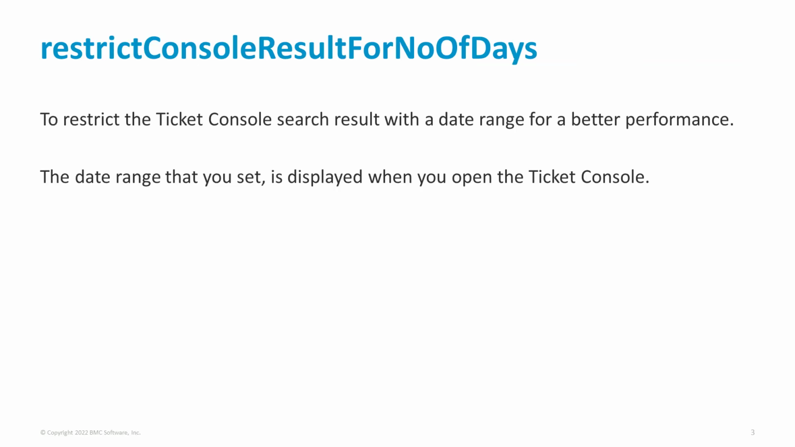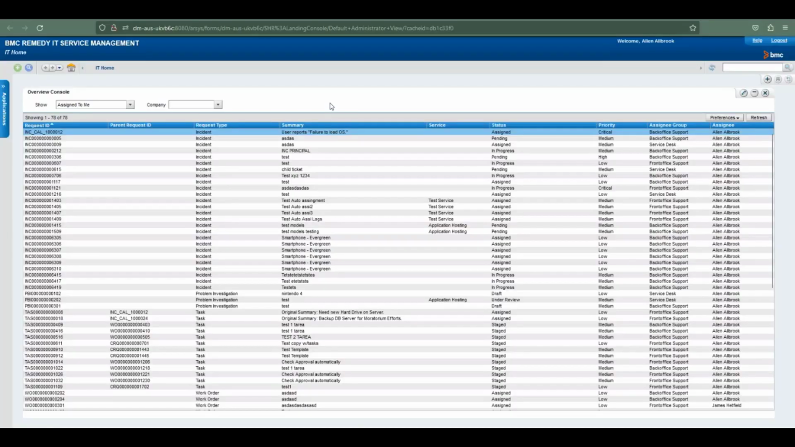This parameter is Restrict console result for number of days, and it was included in Smart IT version 2002 to restrict the ticket console search result with a date range for better performance. So let's add this parameter.